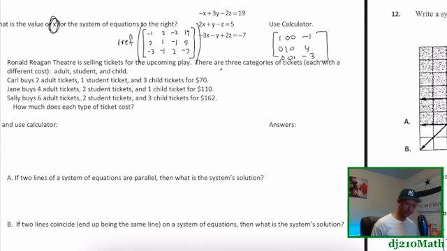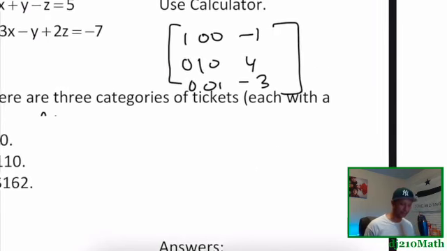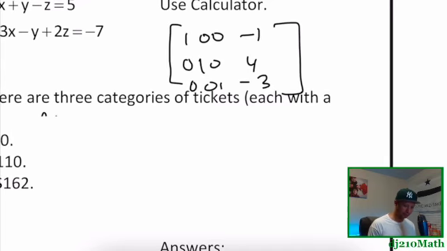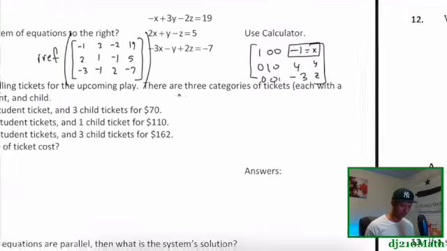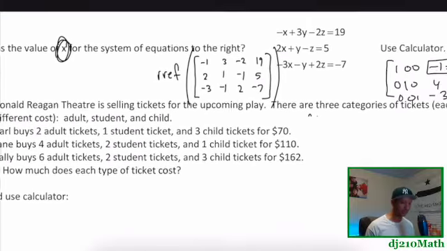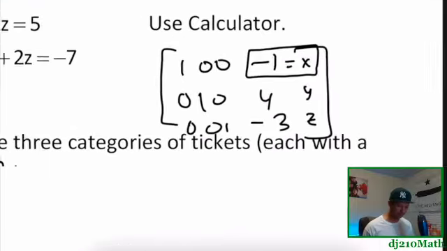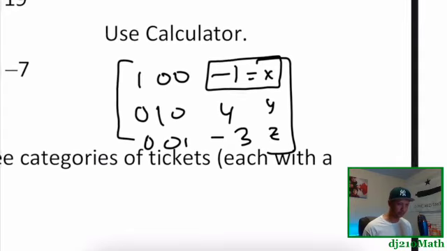So here's the matrix that the Inspire spits out. Just know that this is your x, your y, and your z. So we want x is equal to negative 1. We don't care about the rest, only because they tell us to only find the x. So I only care about x equals negative 1.